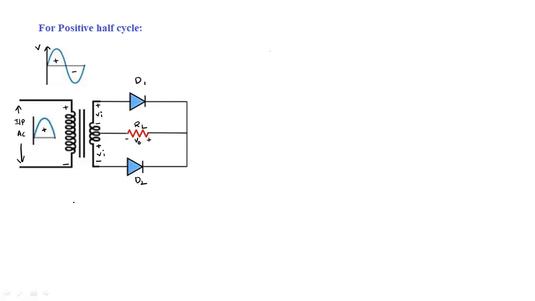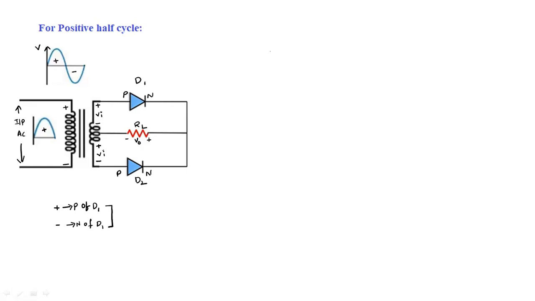Now we'll see which terminal is connected to the P type and which terminal is connected to the N type of D1 and D2. Based on that, we will decide which diode is in forward bias and which diode is in reverse bias. Positive terminal of the input is connected to P of D1. Negative terminal is connected to N of D1. This is one connection here.